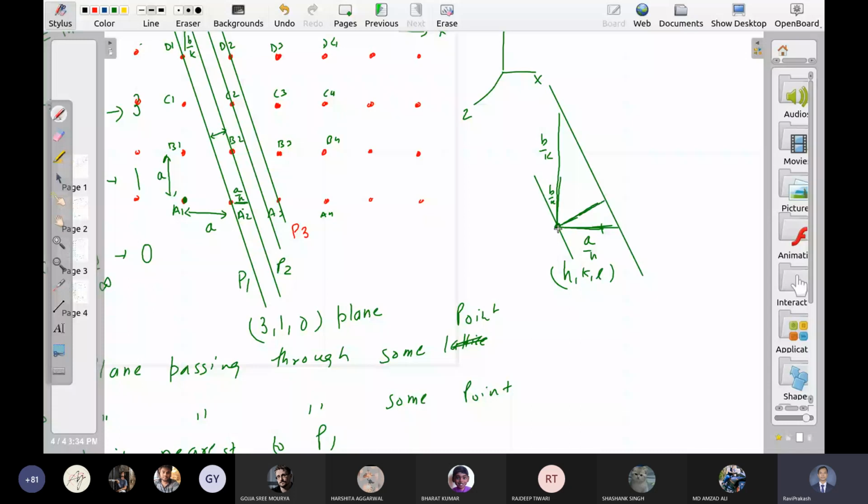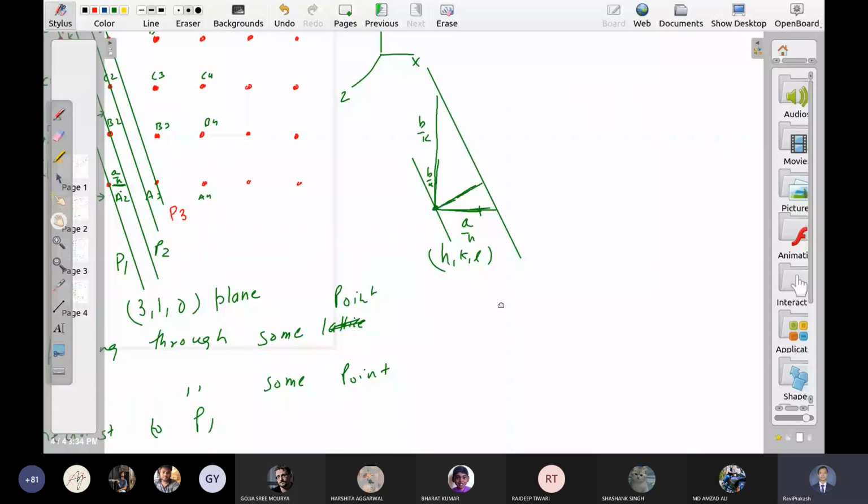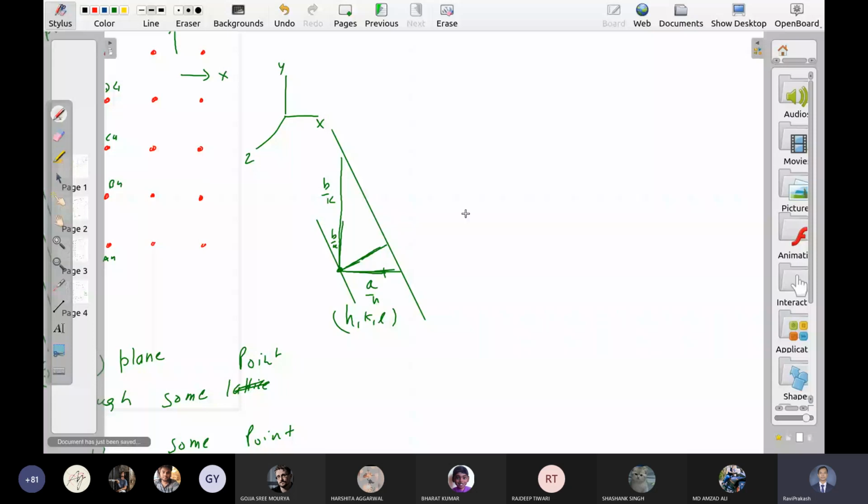So what is the equation of such a plane? Do you know the equation of a plane which has intercepts p, q, r on the x, y, z axes? If we have a plane which cuts the x-axis at a distance p, the y-axis at a distance q, and the z-axis at r: x/p + y/q + z/r = 1. So it is the extension of the line equation. We have this equation for that plane.